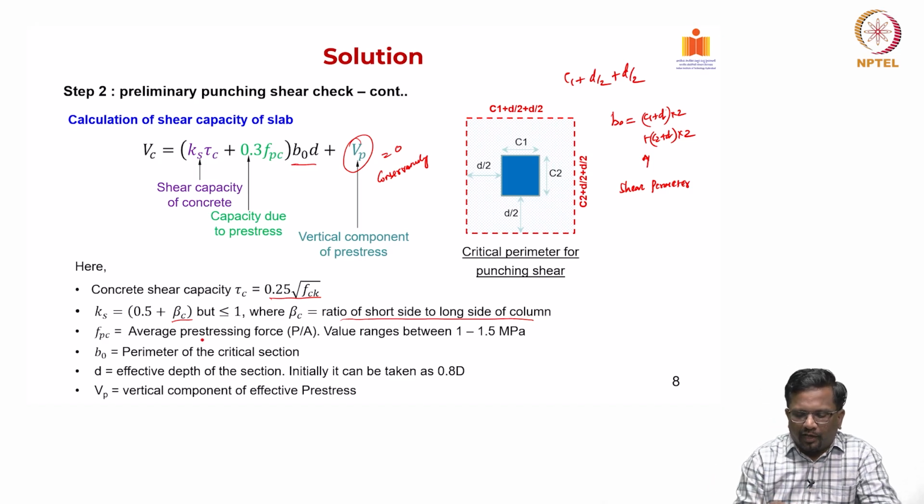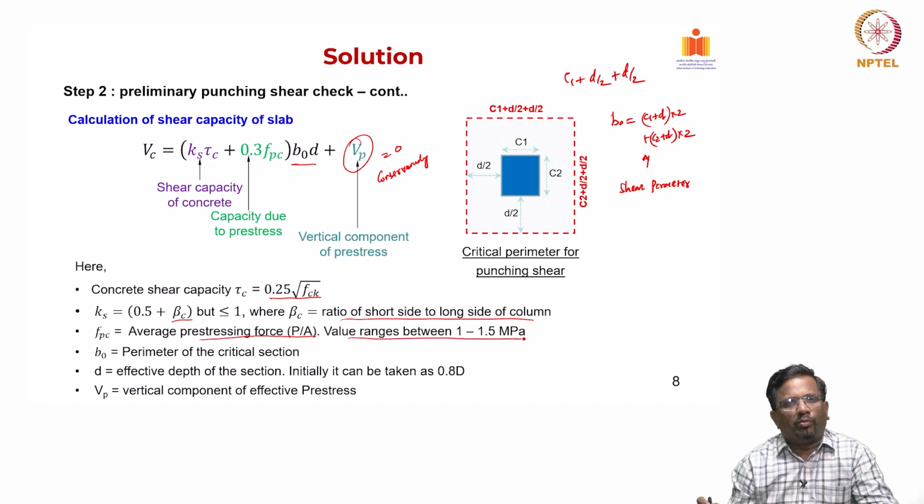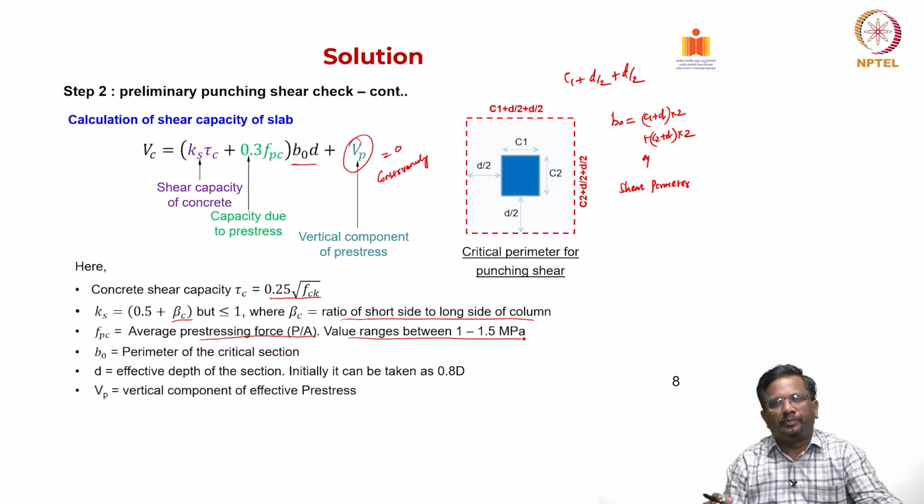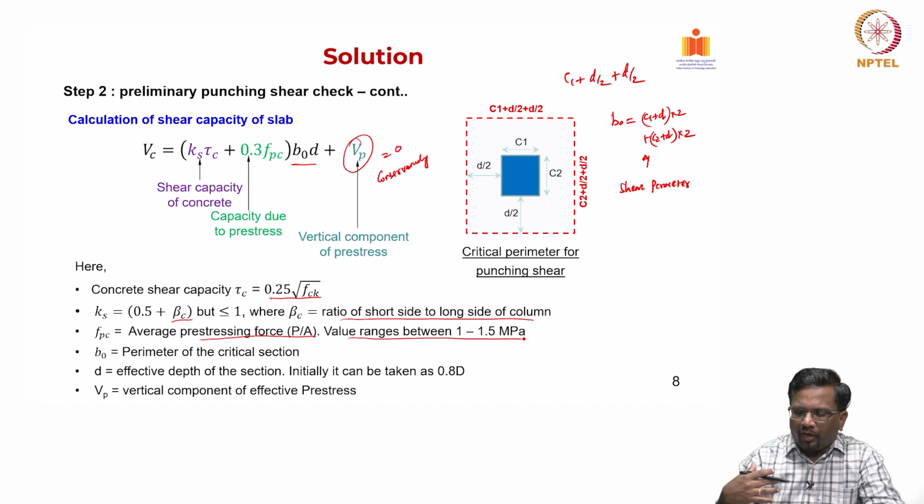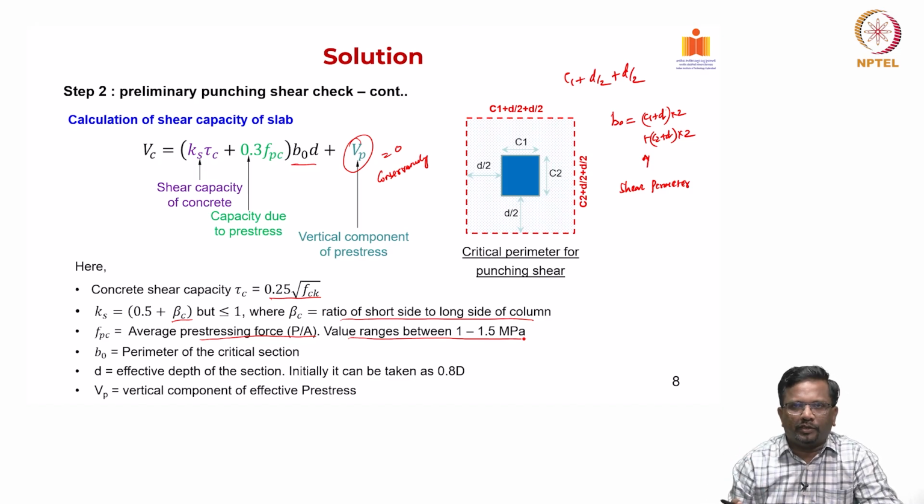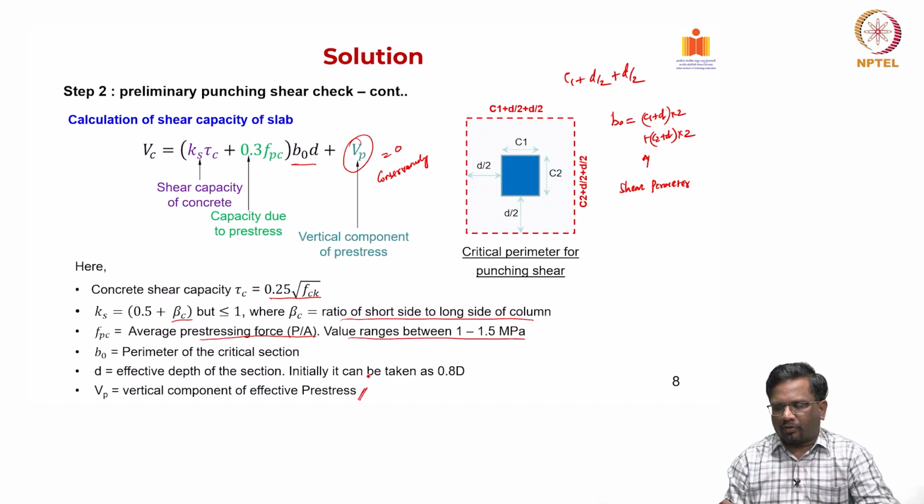And fpc is the average pre-stressing force, and the typical value ranges from 1 to 1.5 megapascal for the entire width. Okay. Depending upon how you lay out the tendons, this value can vary, but typically, on an average sense, it is between 1 to 2 megapascal. b naught is the perimeter of the critical section, d is the effective depth of the section, and Vp is the vertical component that we have talked about.